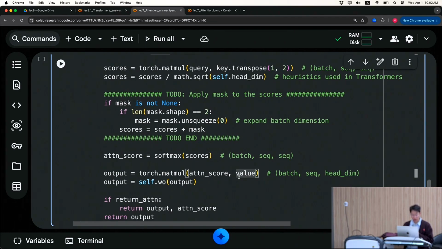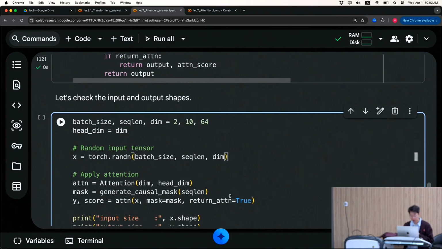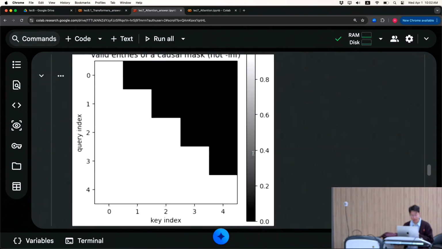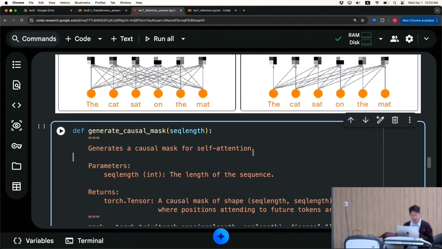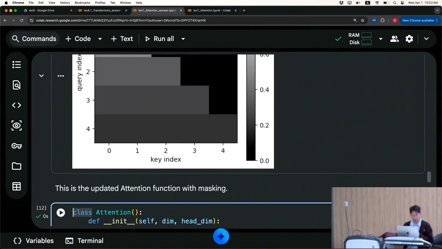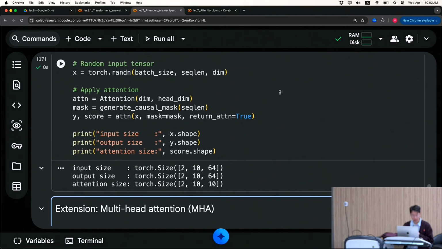Okay, so all is as expected, right? Before and after attention, the input shape is preserved. Attention size is batch size by sequence length by sequence length.